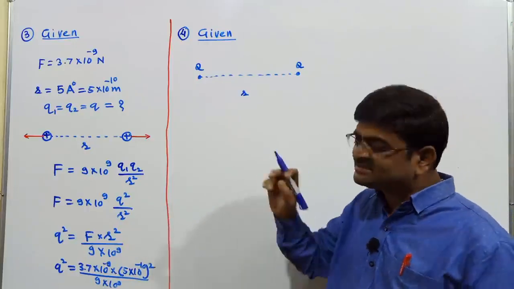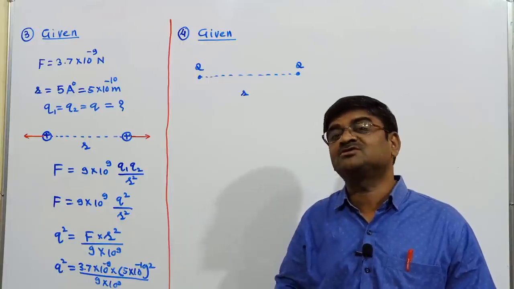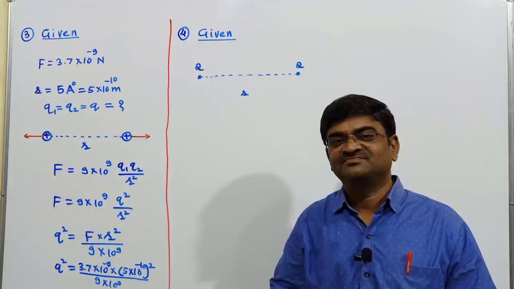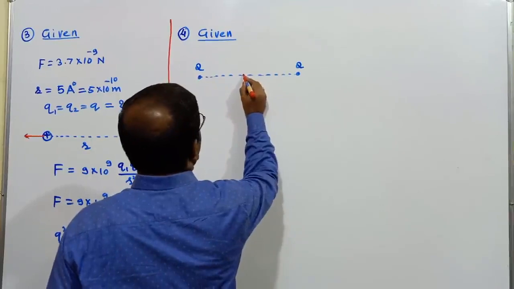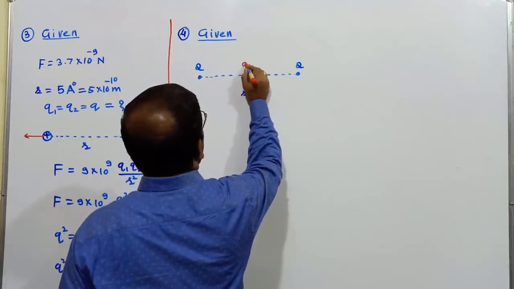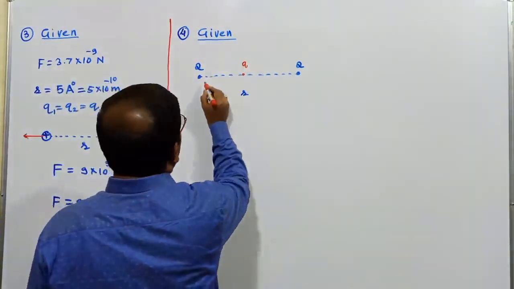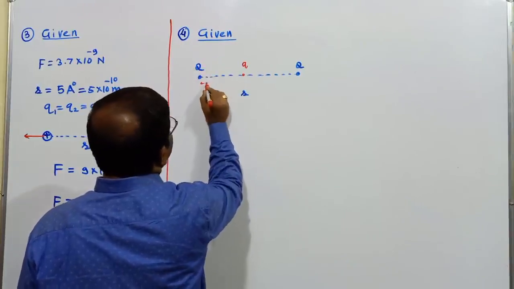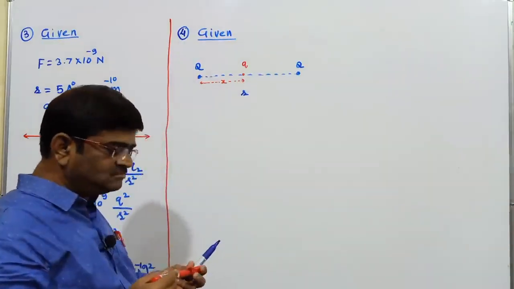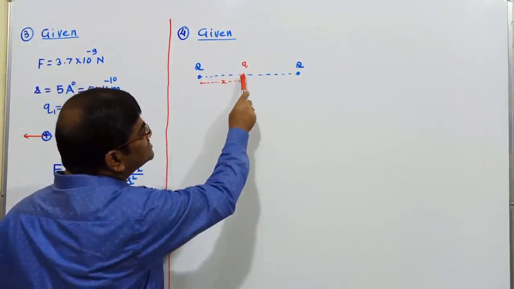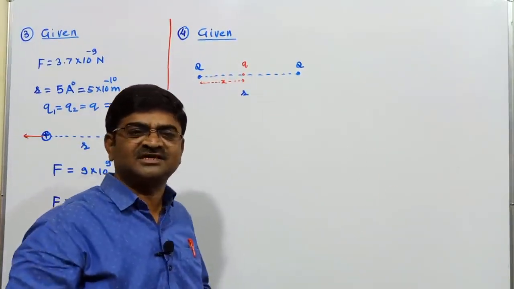Now in this system of two charges, I am asked to introduce a third charge. Which is that third charge? Let me call it a small q. Where did I introduce that third charge? Let me say from this charge at a distance x. Then at what distance is this charge from the other? This is x. Remaining is r minus x, you can see.